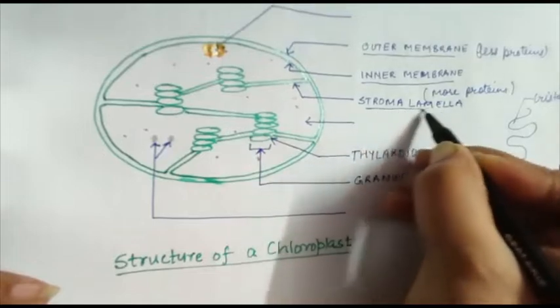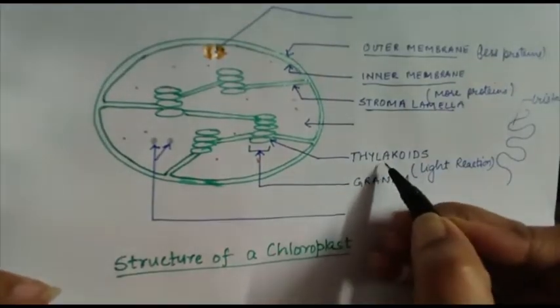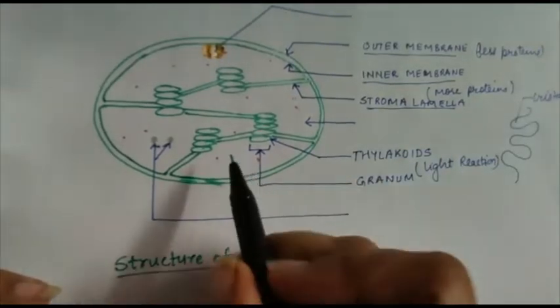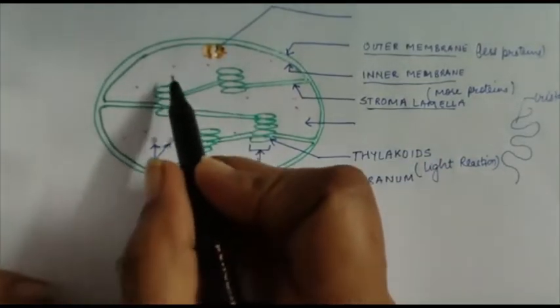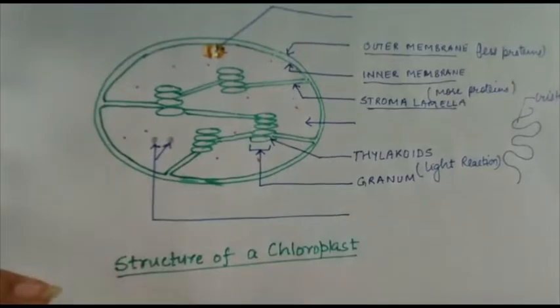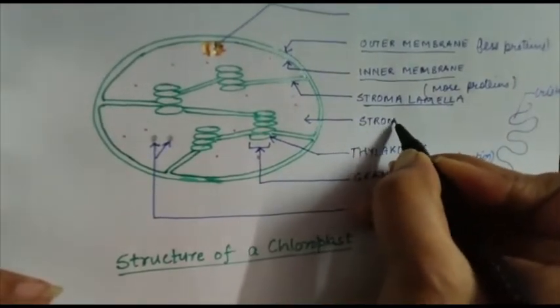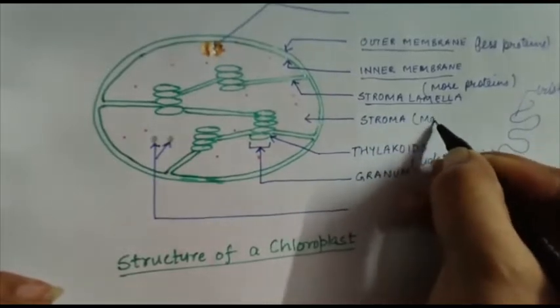All these grana and thylakoids, the same thing. The thylakoid stack is known as the granum. These lie in the fluid ground substance, or the matrix, which we call the stroma. So this stroma is the matrix.